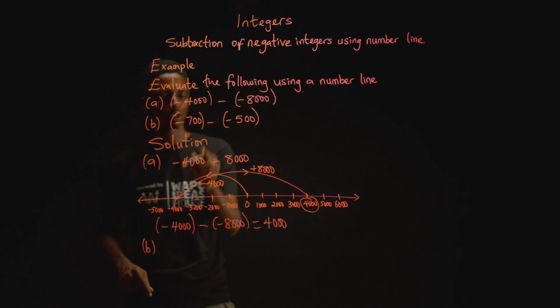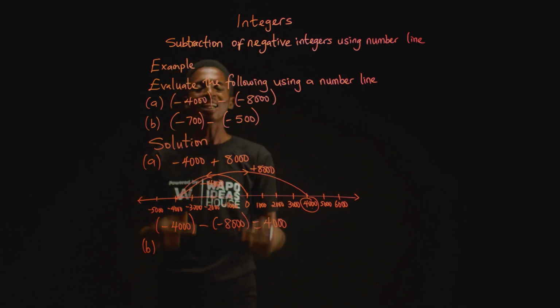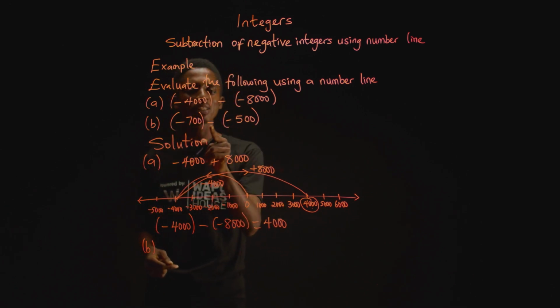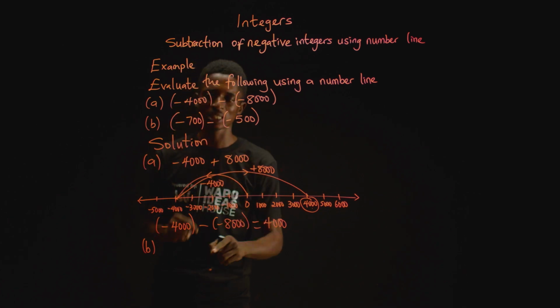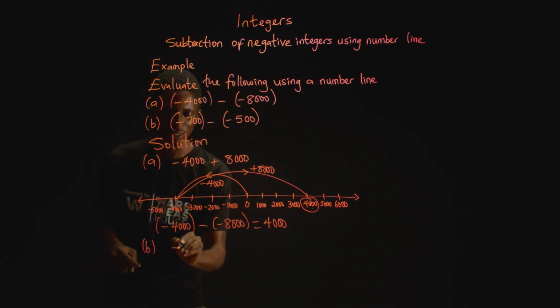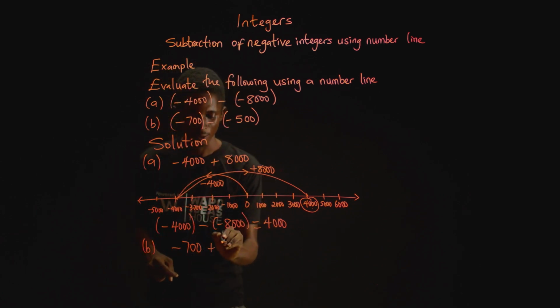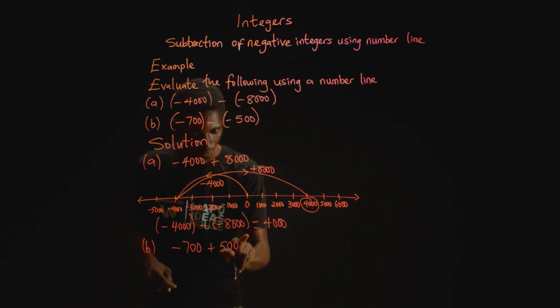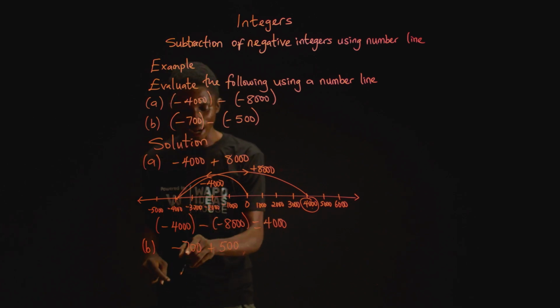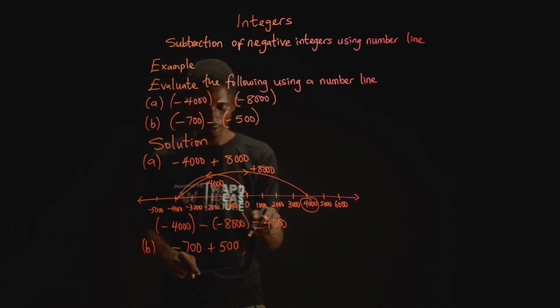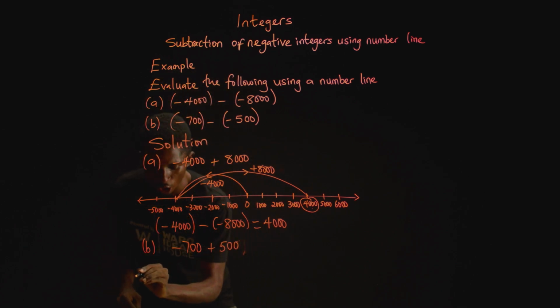Let's try the same thing with the second expression. B. Just as we have done, we will rewrite this expression where this negative sign becomes a positive sign. That is, we will now have it as minus 700 plus 500. All right. Minus 700 plus 500. Draw your number line.